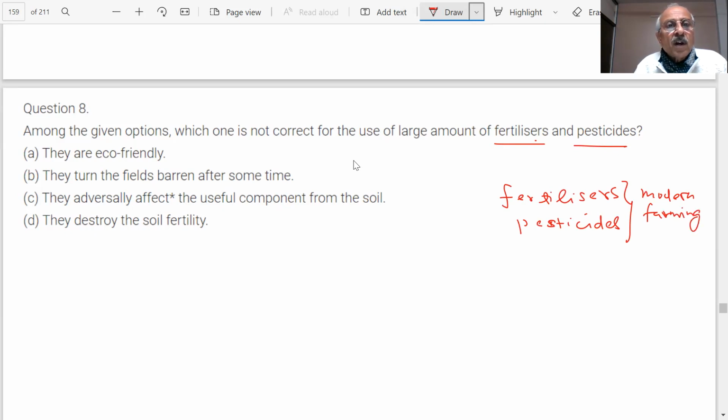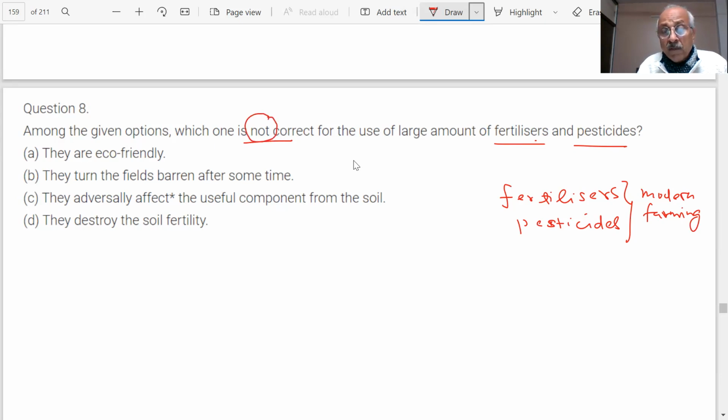Among the options, which one is not correct? They are eco-friendly. They turn field barren after some time. They adversely affect the useful component from the soil. They destroy the soil fertility. What is the correct answer? Option A. Because the question was which is not correct.